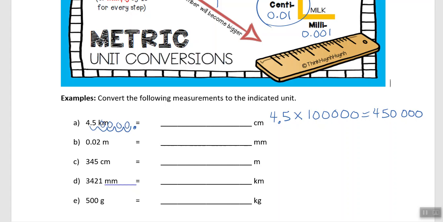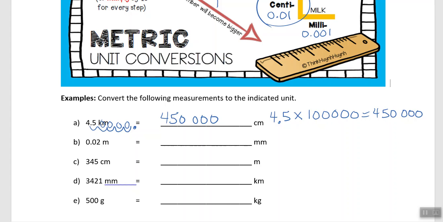So now I have the same answer as I would have gotten if I multiplied by powers of 10 as I got when I moved my decimal place. So it becomes 450,000. So 2 ways to answer the same question, and you can choose which method works the best for you. We're going to do both methods for each of these questions.